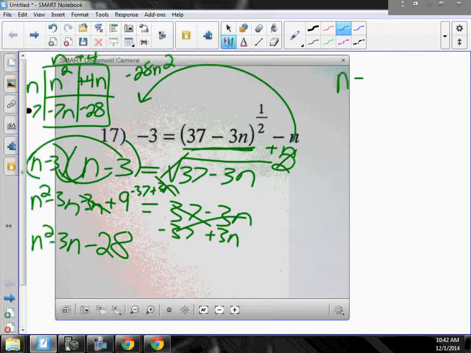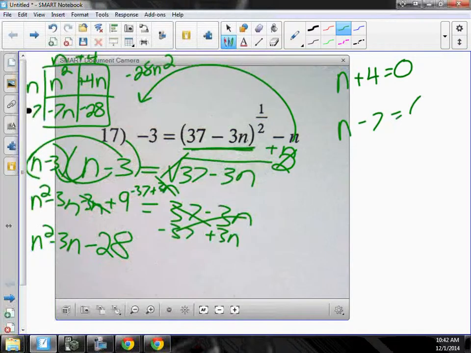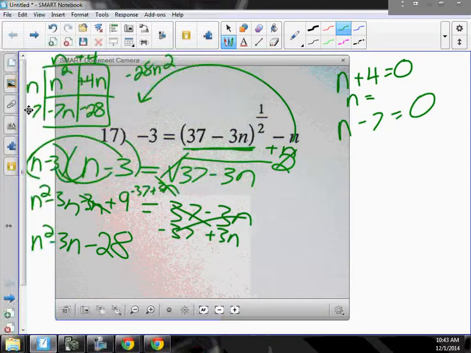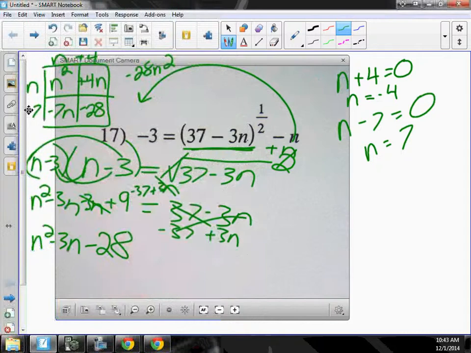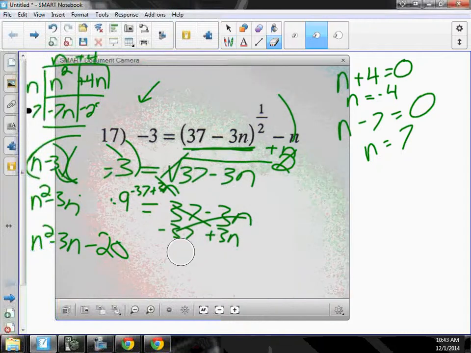So I have n plus 4 equals 0, and n minus 7 equals 0. So n equals, what's the root for this factor? Negative 4. What's the root for this factor? 7. So now we need to test them to see if they work.